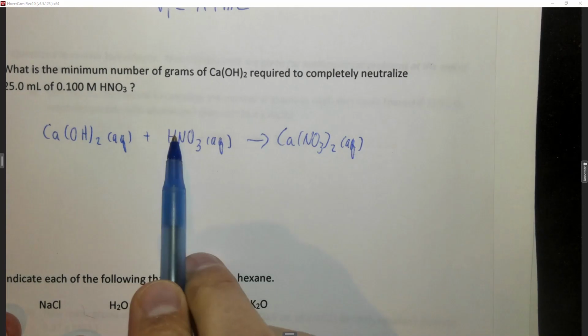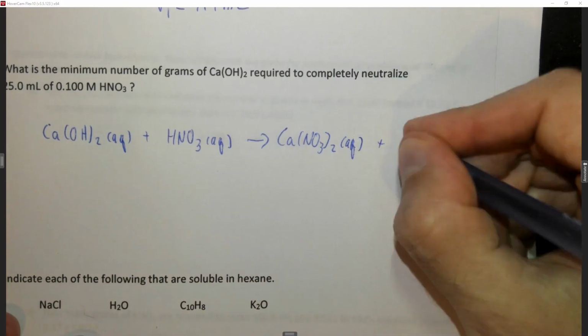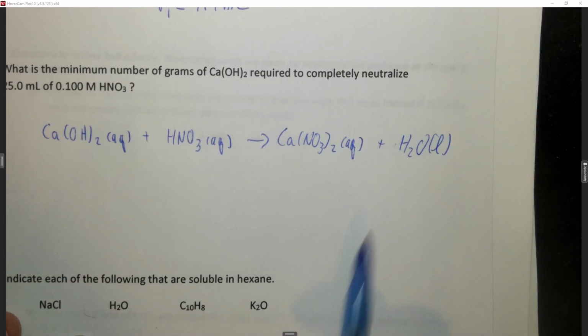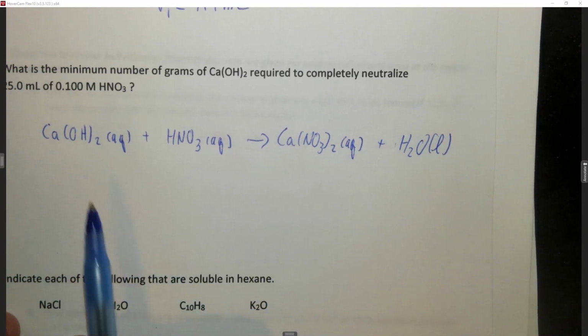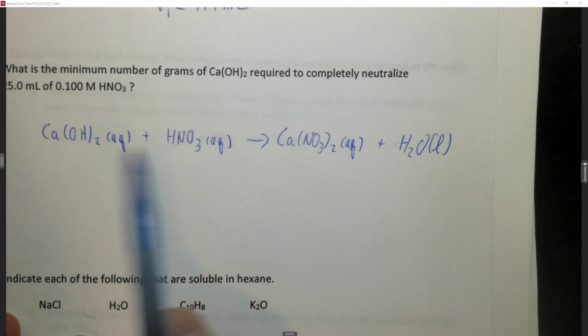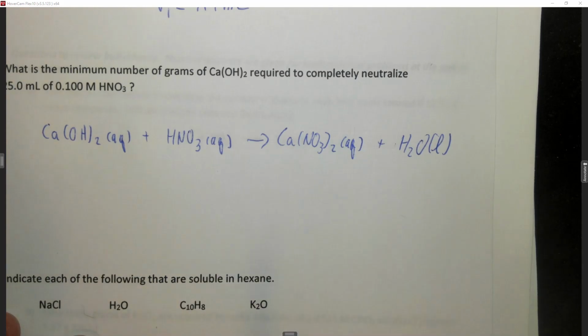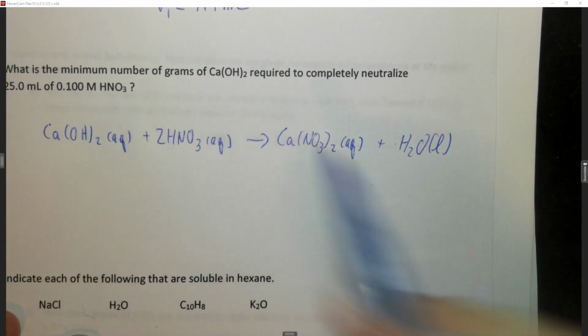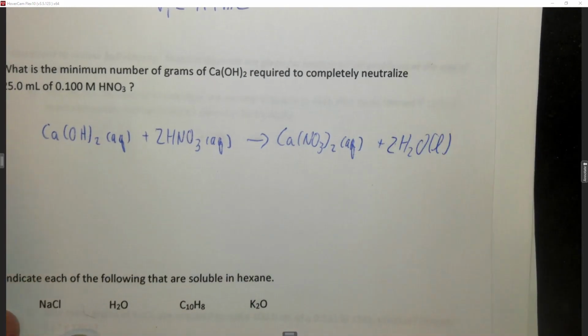And then again, H goes with OH to form H2O liquid. So we've written the stable products of this reaction. We now need to balance it. If you notice here, we need 2 NO3s to make the calcium nitrate, so we need 2 HNO3s. We now have 2 H's and 2 OH's, which means we can form 2 HOH's, or 2 waters. Okay, so now we have the balanced chemical equation.